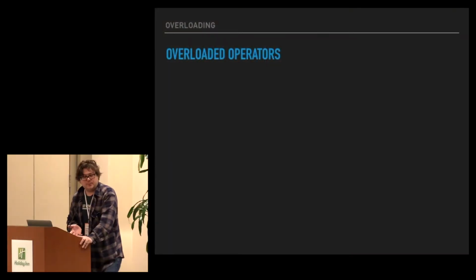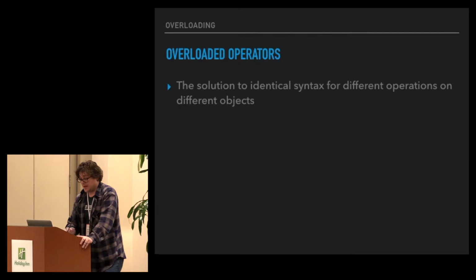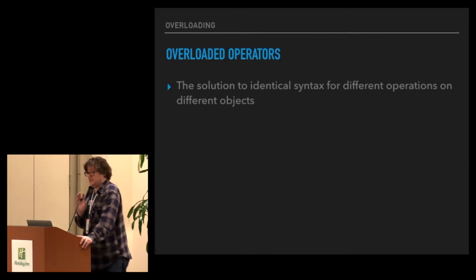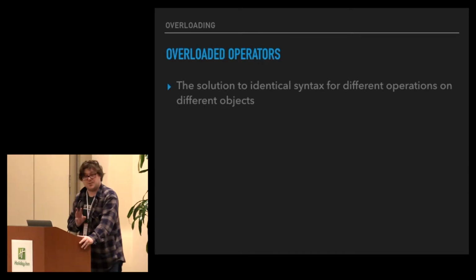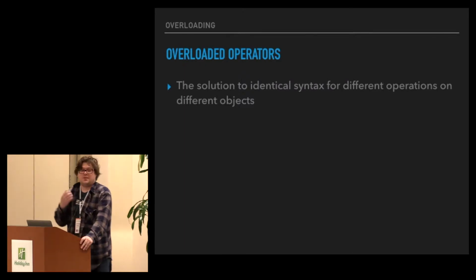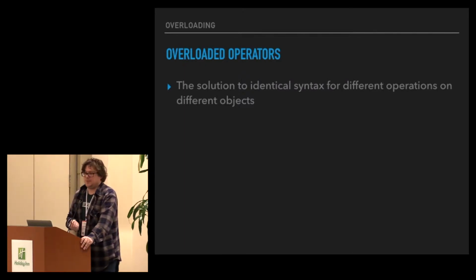All right, now we can actually talk about the Swift stuff, about overloaded operators. So the solution to identical syntax for different operations on different objects. We want to be able to multiply integers. We want to be able to multiply floating point numbers. We want to be able to multiply structs or classes, whatever.